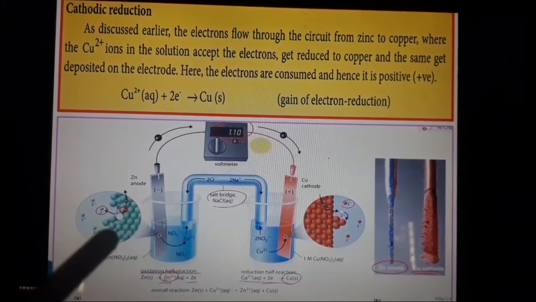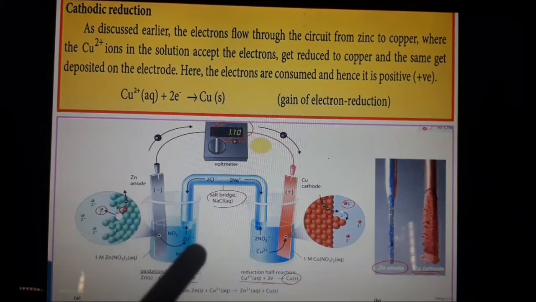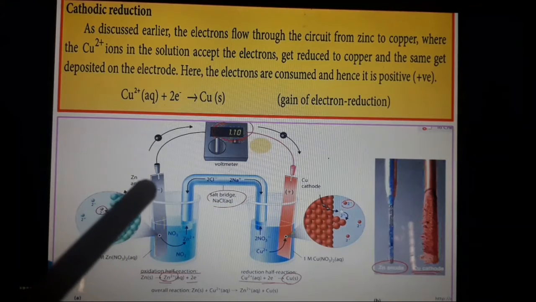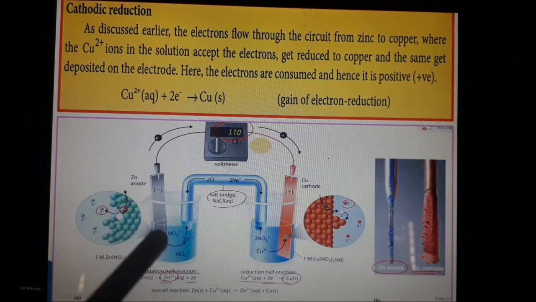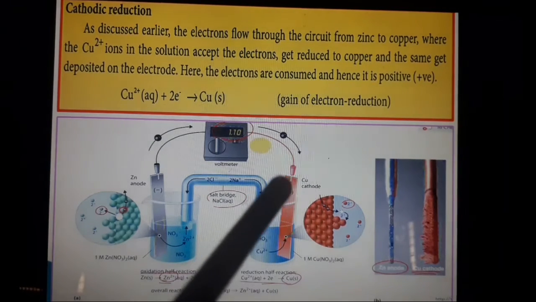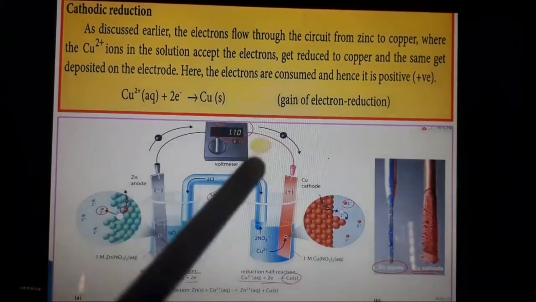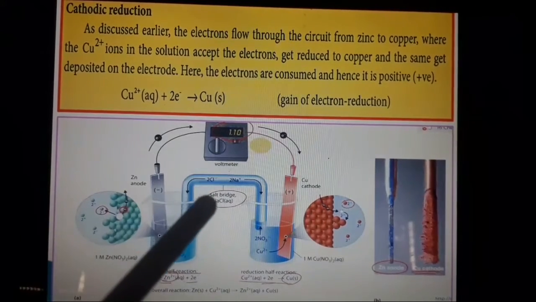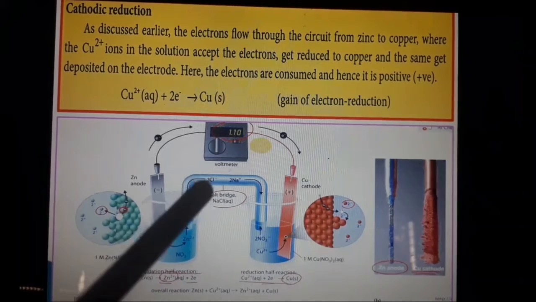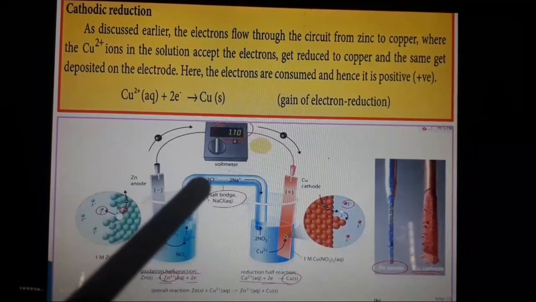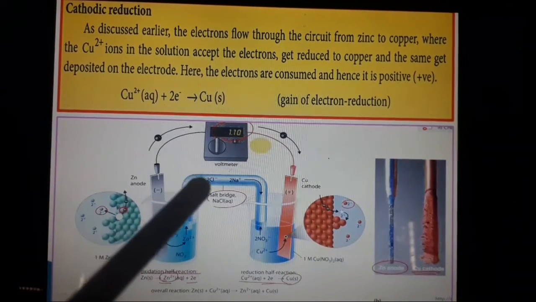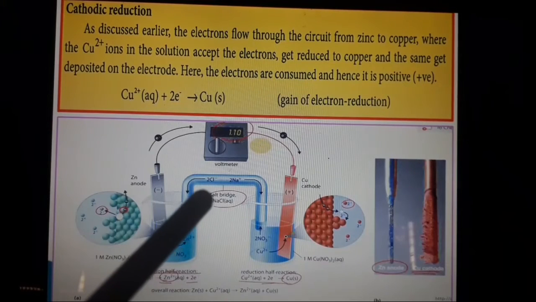See the diagram. One beaker has zinc sulfate solution, with the negative electrode, the anode, immersed in it. The other beaker has copper sulfate solution, with a copper rod immersed in it. They are joined with a voltmeter. The salt bridge is there, and inside the salt bridge there is agar gel with potassium chloride or sodium salt, any one.